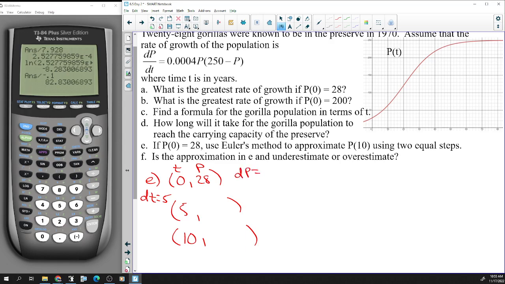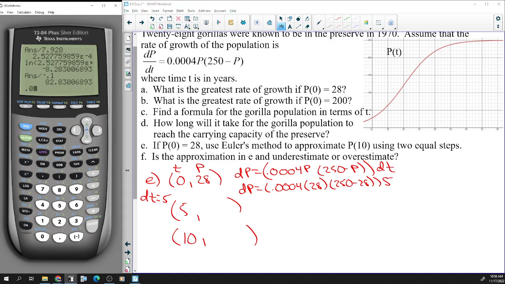So dP is equal to 0.0004 P times (250 minus P), and then all of that times dt, because I'm multiplying dt over. dt is multiplied times that entire side. So our change in P is 0.0004 times 28 times (250 minus 28), times 5. So that's the change in P. We've got to add that to 28. So we're at 40.432.